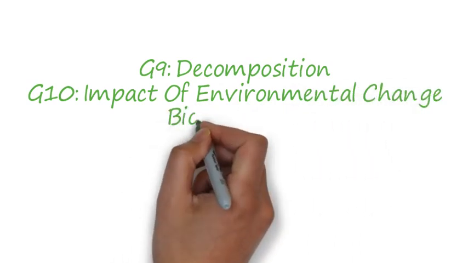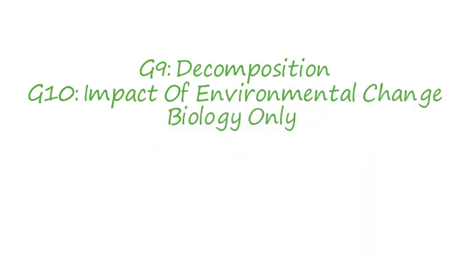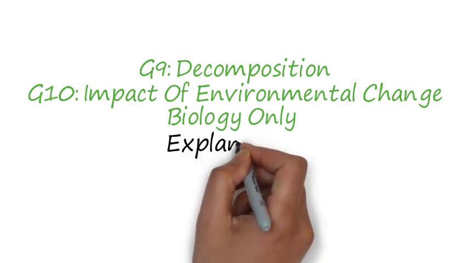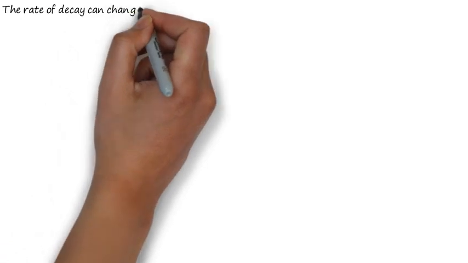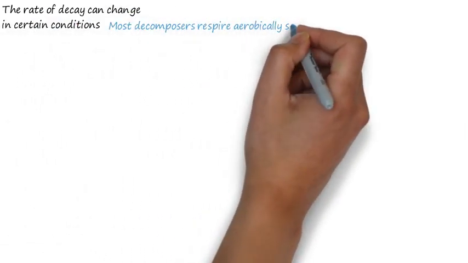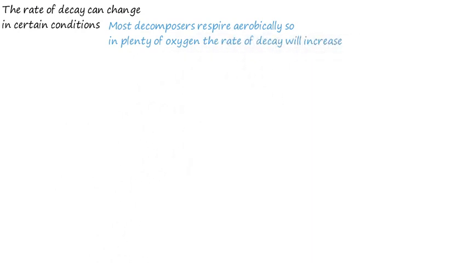When the process of decay takes place, there are certain conditions which can affect the rate at which it is done. Oxygen. Most decomposers respire aerobically, and so if there is plenty of oxygen available, then the rate of decay will increase. However, some decomposers may respire in anaerobic conditions, but these organisms are pretty rare.